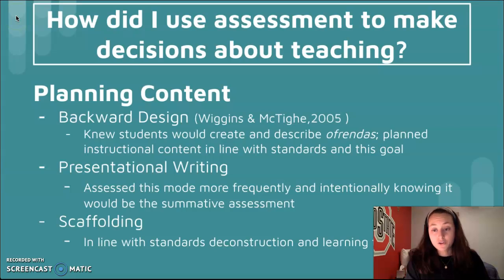Additionally, I knew that my summative assessment would be a presentational writing task, and thus assess this mode more frequently and intentionally with this in mind. This was especially important with the reduced instruction of this year's particular WLTU.